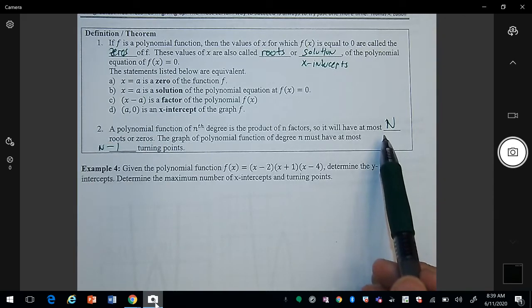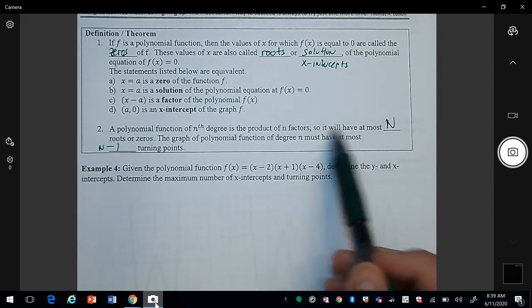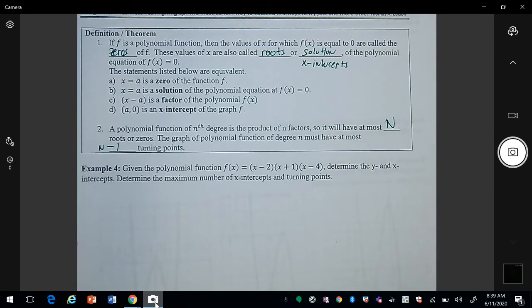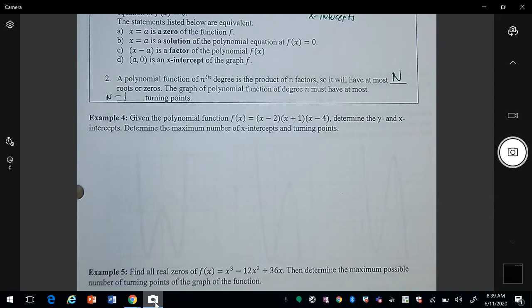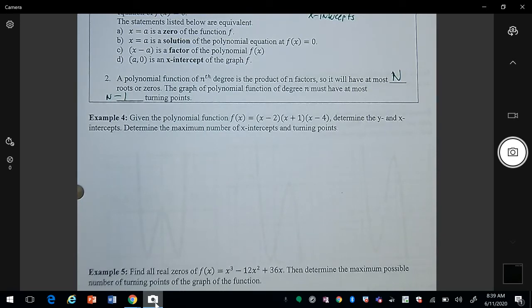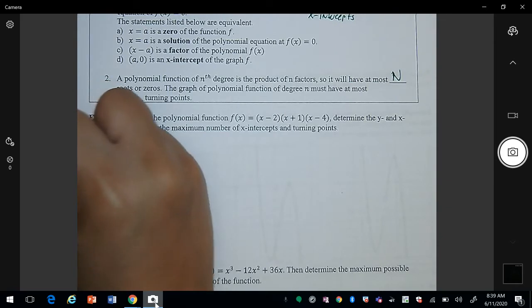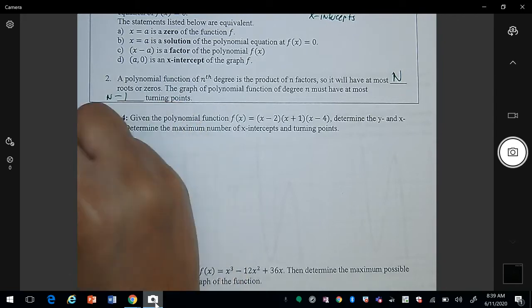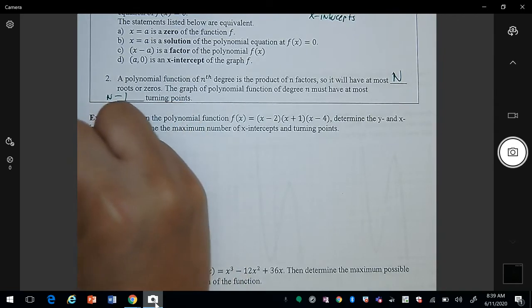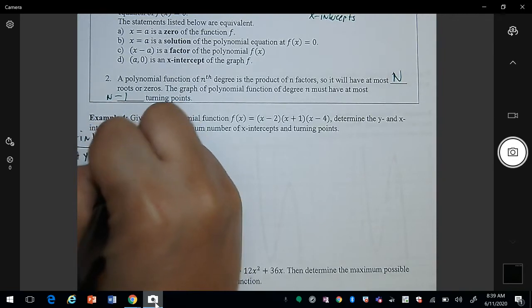So what this is saying is if your degree is 3, then you should have 3 zeros. For example, given the polynomial f of x equals x minus 2, x plus 1, x minus 4, determine the y and x-intercepts. Determine the maximum number of x-intercepts and turning points. The first thing we want to do is find the x-intercepts, which are the zeros. To do that, we're going to let y equal 0 and solve for x.